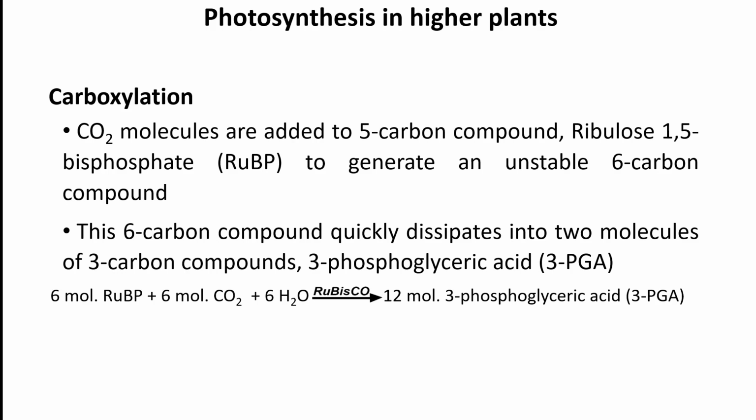Now let's start with the first phase known as the carboxylation phase. So in carboxylation phase, what happens? The carbon dioxide molecules combine with a 5-carbon compound known as RuBP to generate an unstable 6-carbon compound. Okay, so initially a 6-carbon compound is produced that is quite unstable.